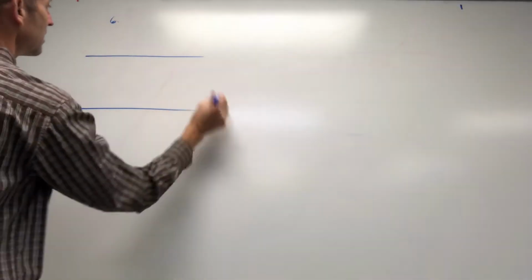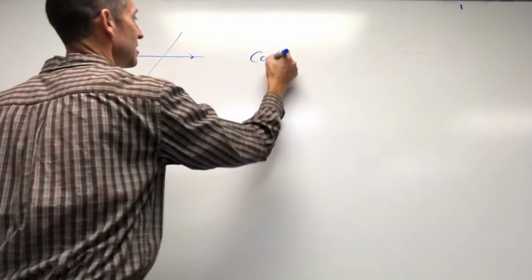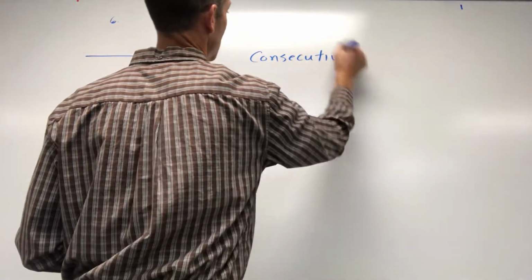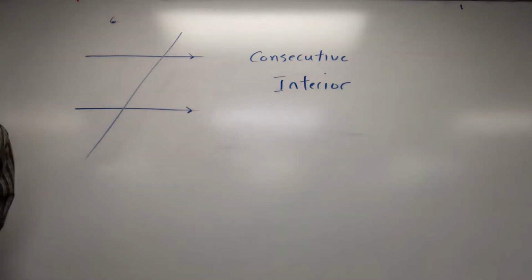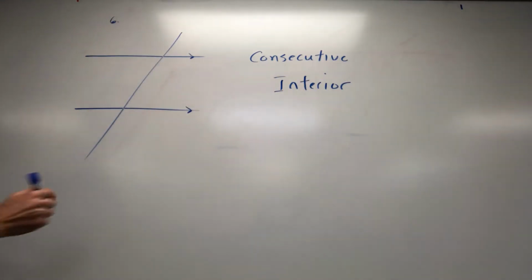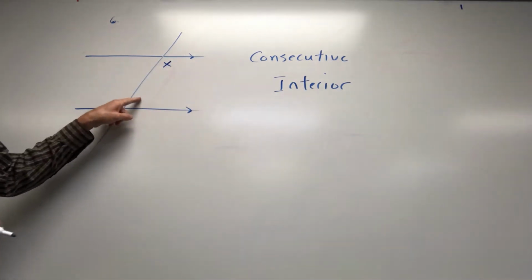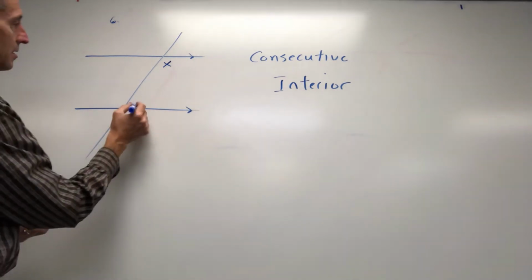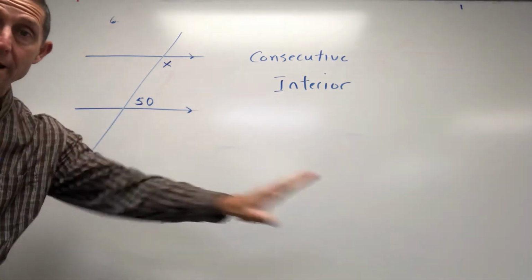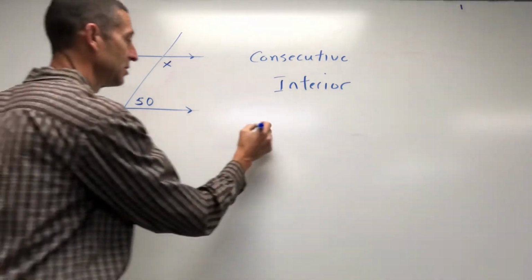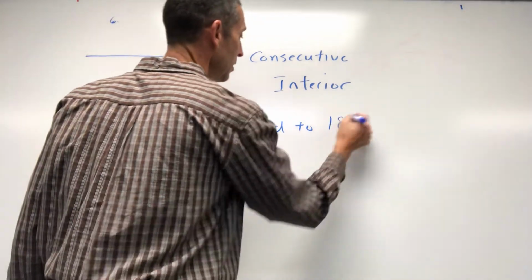Number 6. So let's go same setup, parallel lines cut by transversal. Let's talk about consecutive interior angles. So if I have an angle sitting in the interior, the one that's consecutive is going to be right here. Consecutive interior. So let's say this is something like, I don't know, 50 right there. Consecutive interior, not equal to each other. These have to add to 180.